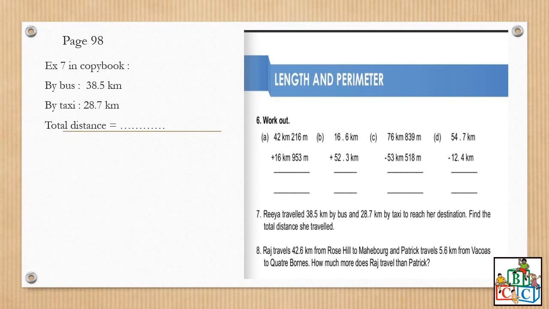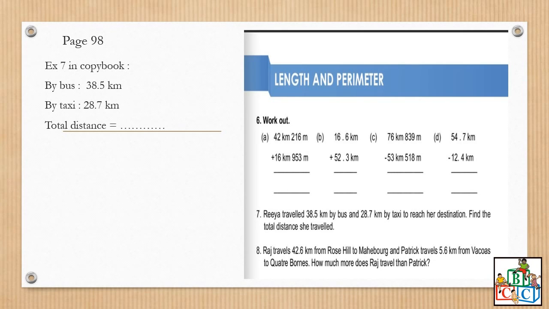Page 98. Okay. Number 6, you are going to work out in your book. Number 7, Ria traveled 38.5 kilometers by bus and 28.7 kilometers by taxi to reach her destination. Find the total distance she traveled.